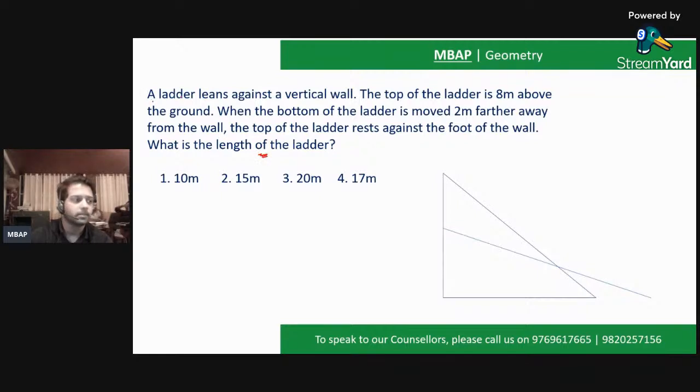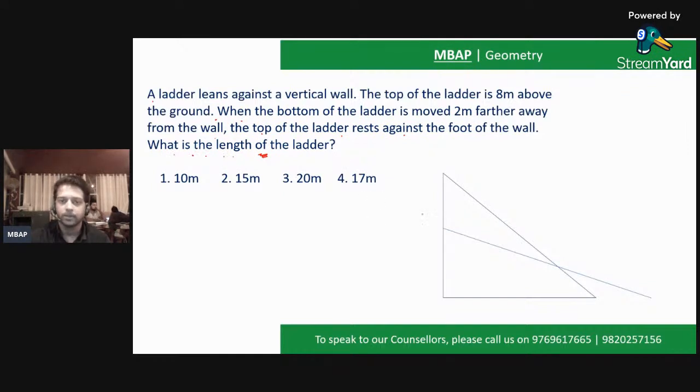The question says a ladder leans against a vertical wall. The top of the ladder is 8 meters above the ground. When the bottom of the ladder is moved 2 meters further away from the wall, the top of the ladder rests against the foot of the wall. Find the length of the ladder.